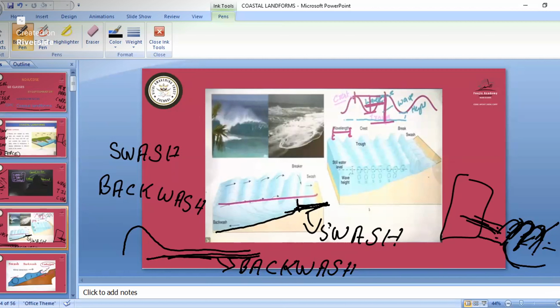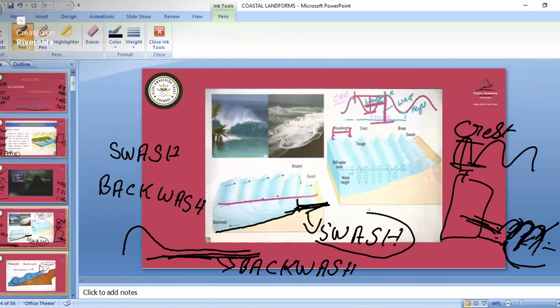For understanding how these landforms are formed, you must understand what is known as swash, what is known as backwash, and what is known as the break point. Now in this, waves are flowing in this way. We have the crest and trough. This part is known as the trough and this part is known as the crest. The distance from this is known as the wavelength. That is not to study, but for knowledge purposes.